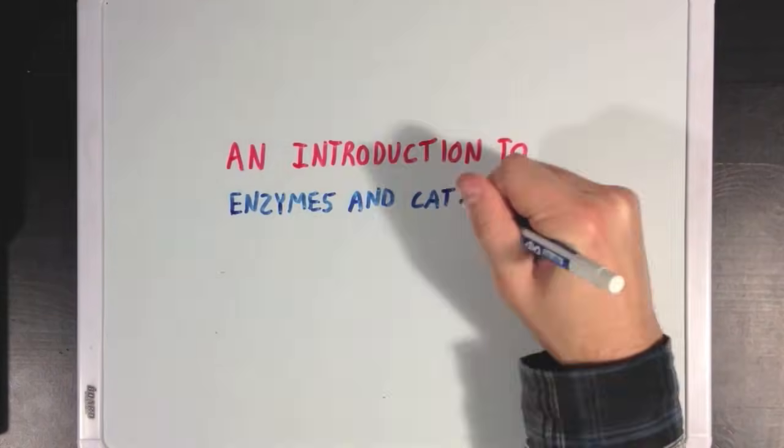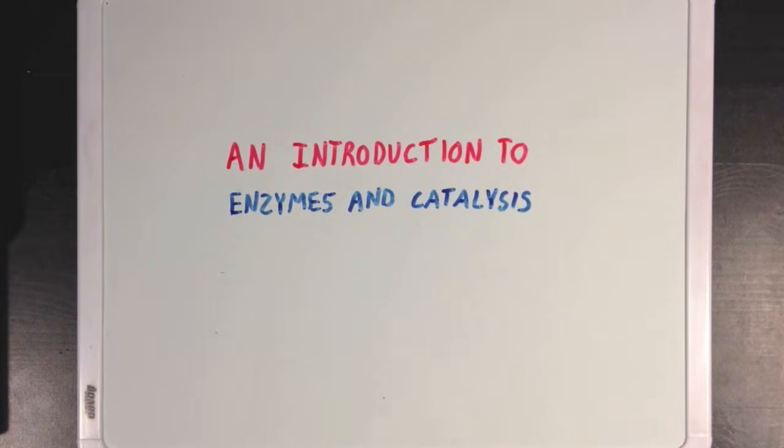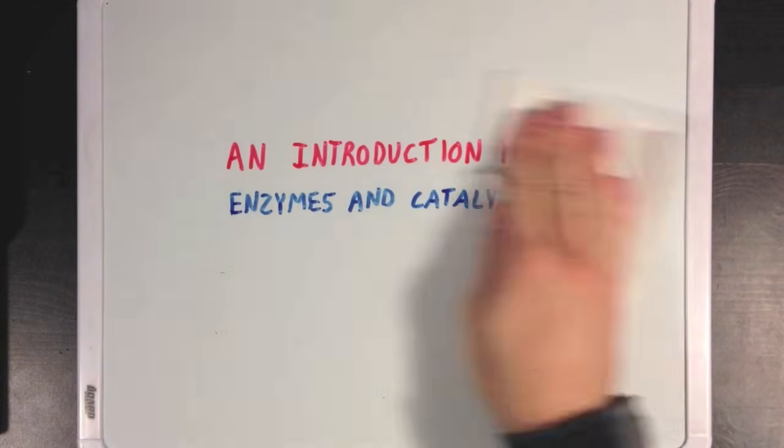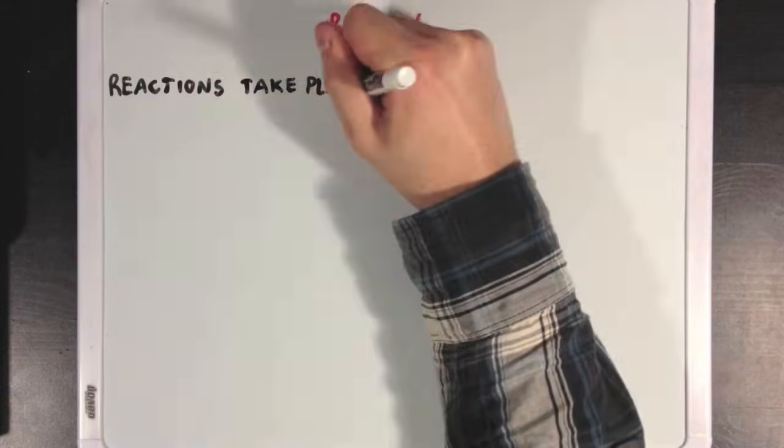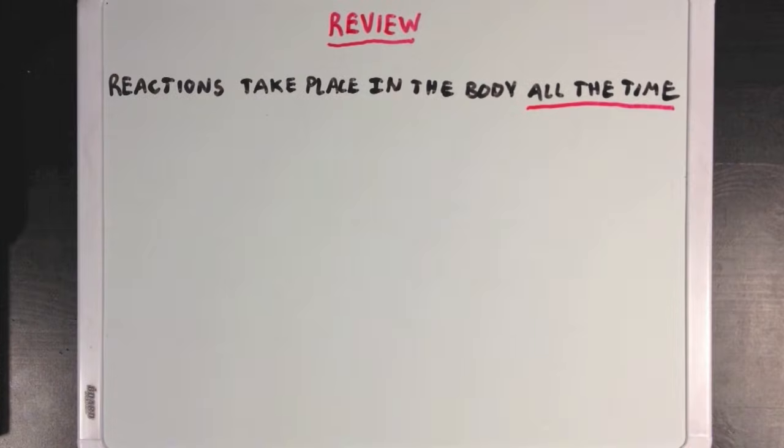So today I want to talk to you about enzymes and how they're critically important pieces of cellular machinery. But first, let's review the idea that biochemical reactions happen in the body all the time. Almost every cellular process involves a biochemical reaction at one point or another. You know, the TCA cycle is actually just a series of different biochemical reactions in carbon metabolism.